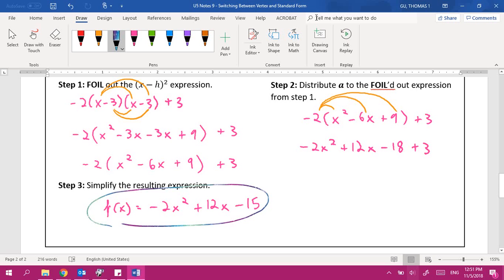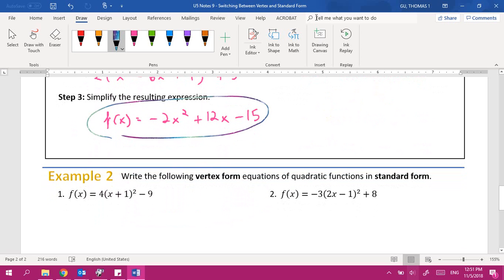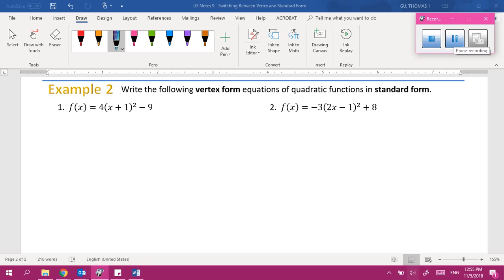I want you guys to try these next two on your own. All right, let's go over these last two and make sure we got the hang of it. So on this first question right here, if I expanded that quantity squared expression, what would it say? How should I write this out?